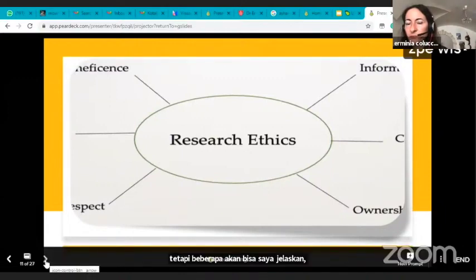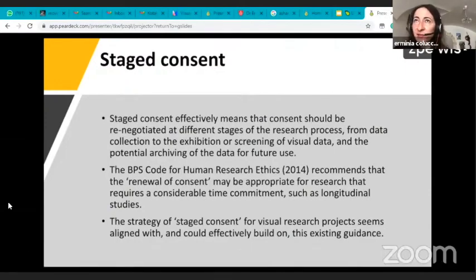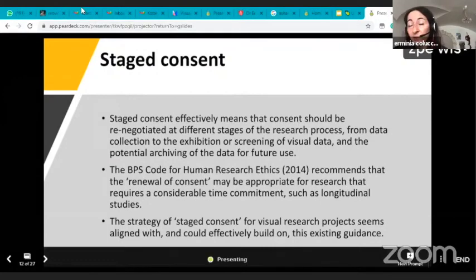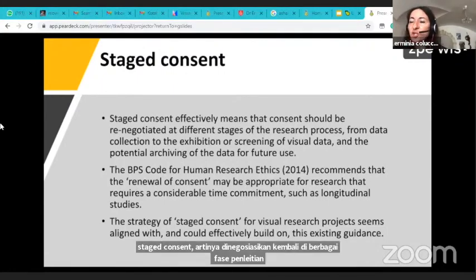Okay, so one aspect that you mentioned was about consent, and Diana spoke around consent. One issue I found doing research within visual mental health research, because of the potential further implication of images being shared, is that staged consent is, I think, whenever possible, a very good way to go. This basically means that the consent is renegotiated at different stages of the research process, from when we start collecting data to when we are ready to screen the visual data or do an exhibition. So it's not just a one-off process.